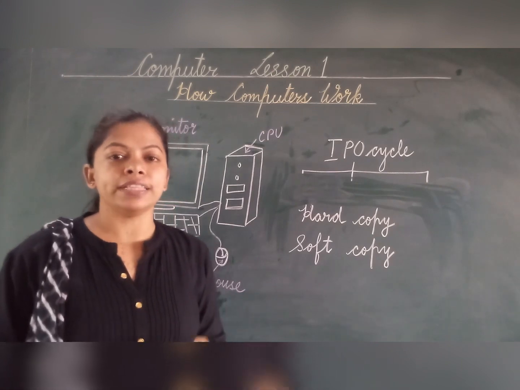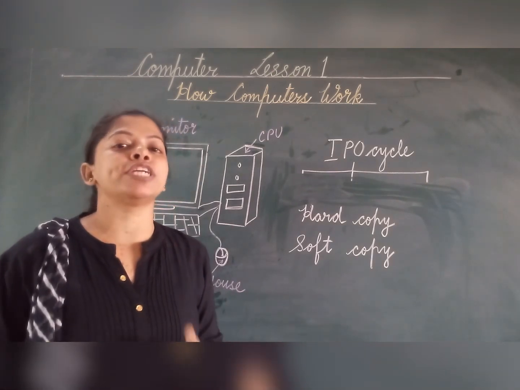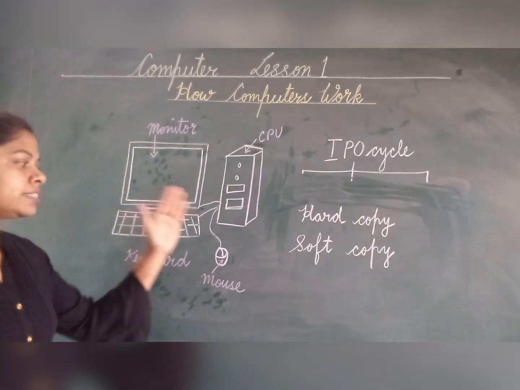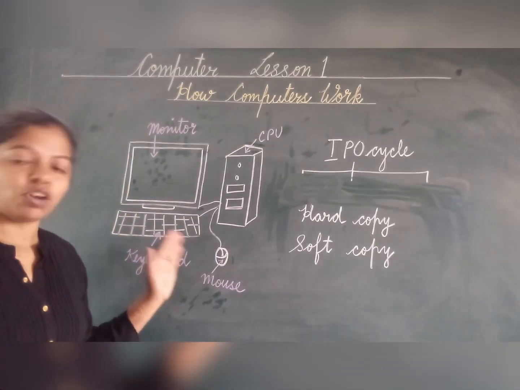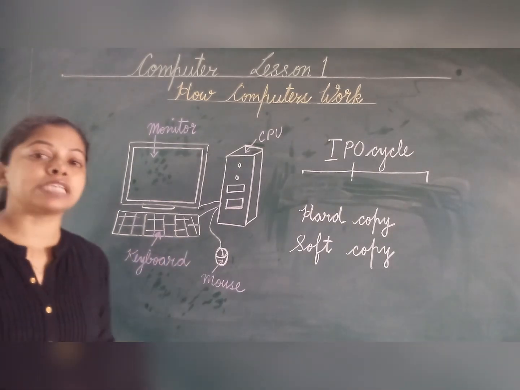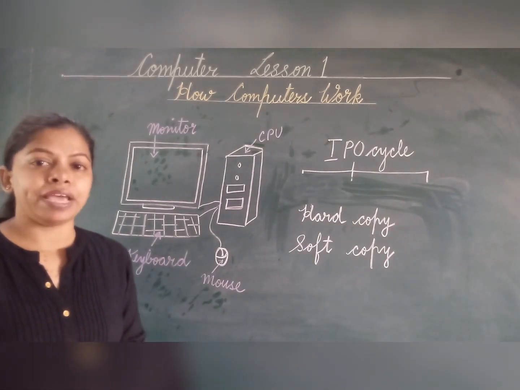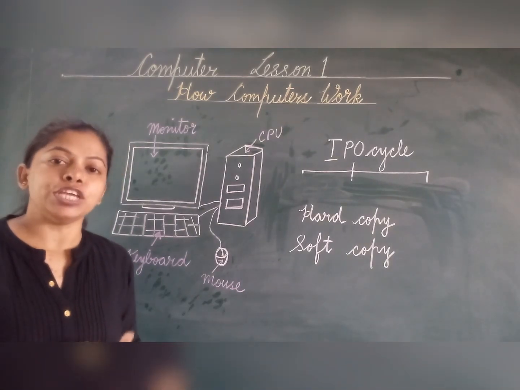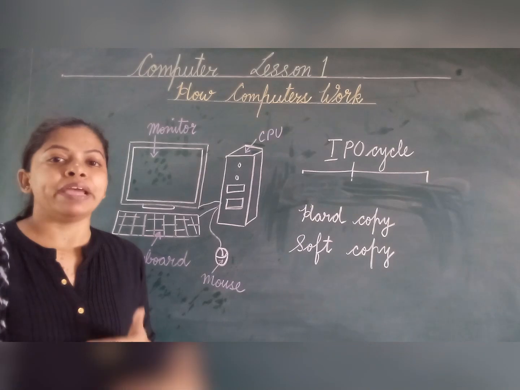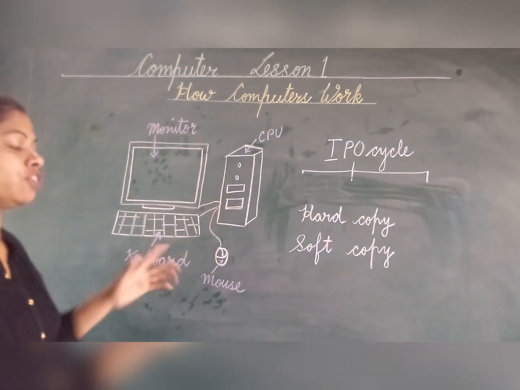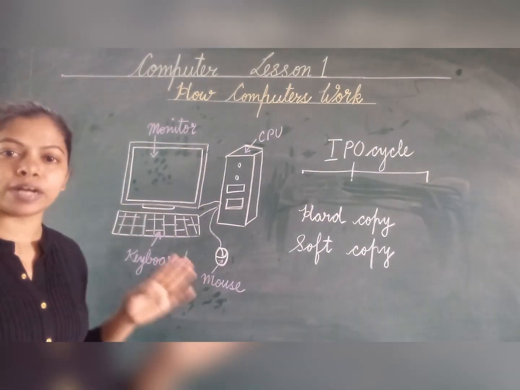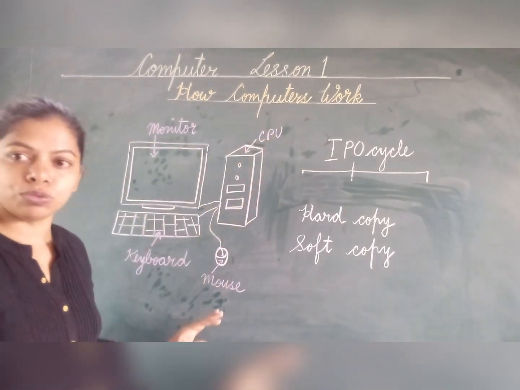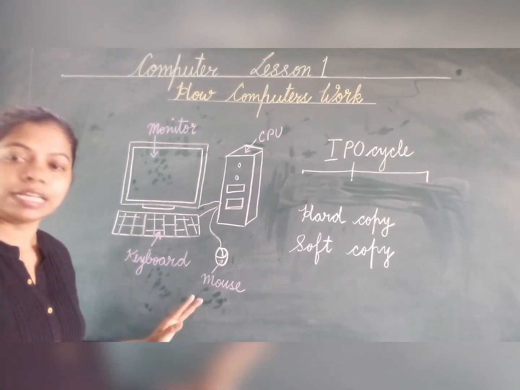Children, before starting the lesson, let us revise a few important points that you have studied in class 1. This is the picture of a computer. What is a computer? A computer is a very useful man-made electronic machine, or you can also say it is a very useful electronic man-made device. These are the 4 main parts of a computer: monitor, keyboard, mouse and CPU.